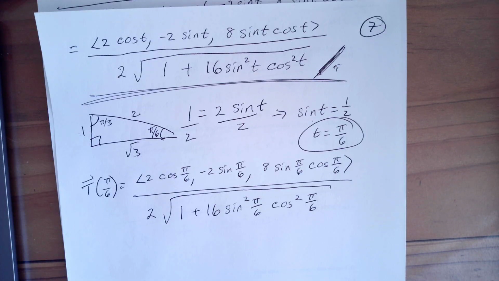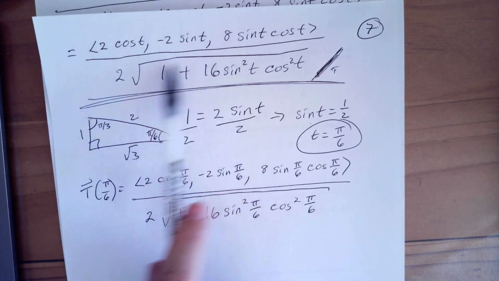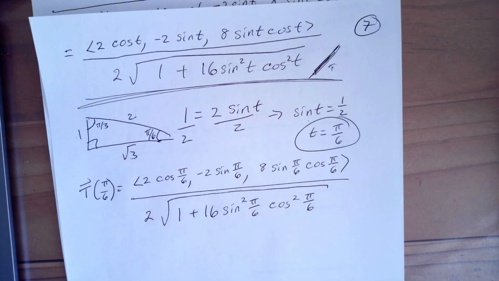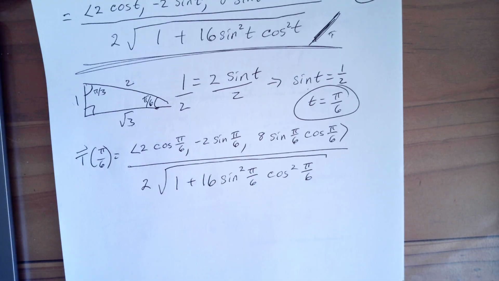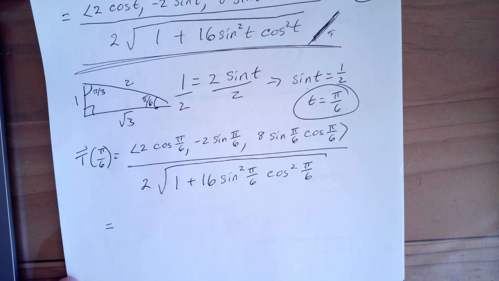Just looking at this, I guess we could have also canceled out the common factor of 2 everywhere, but this is fine. We just have to figure out what this is going to be. We'll have our direction numbers, we have our point of interest, and we can construct the parametric equations. Okay, let's do it and see what we get.